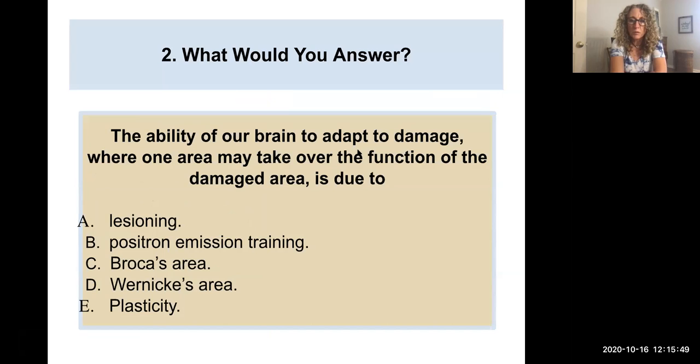The ability of our brain to adapt to damage, where one area may take over the function of the damaged area, is due to, you guessed it, plasticity.